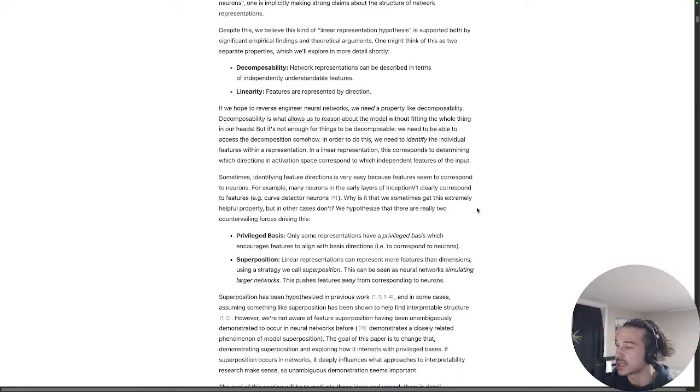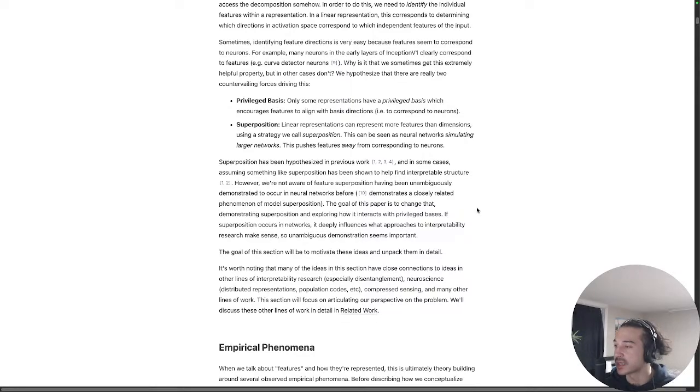We hypothesize that there are really two countervailing forces driving this. Privileged basis: only some representations have a privileged basis, which encourages features to align with basis directions, i.e. to correspond to neurons. Superposition: linear representations can represent more features than dimensions, using a strategy we call superposition. This can be seen as neural networks simulating larger networks. This pushes features away from corresponding to neurons.